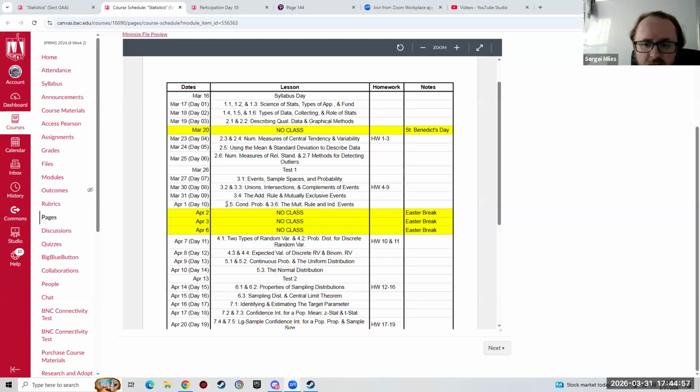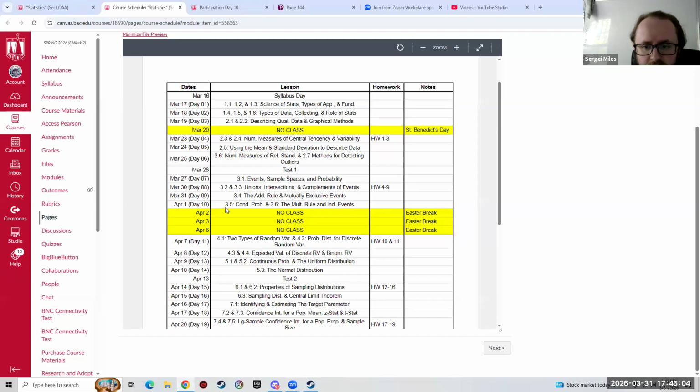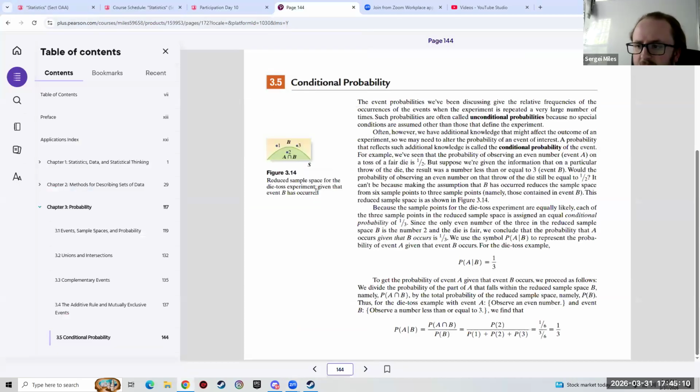So we're looking at sections 3.5 and 3.6. A participation question is published for this lecture, so we'll look at that towards the end of the video. But for now, we can go ahead and jump into the material. Before we get into the textbook definition, let's do an example on the whiteboard behind me.